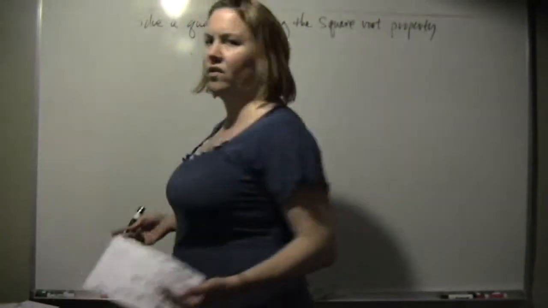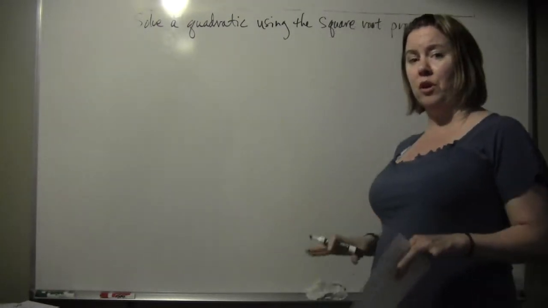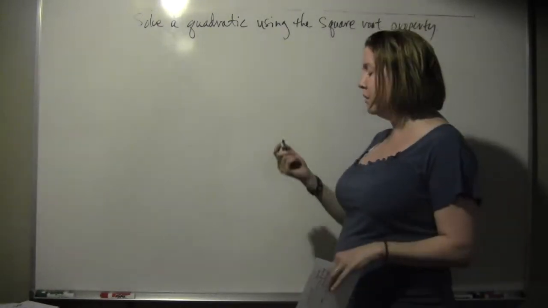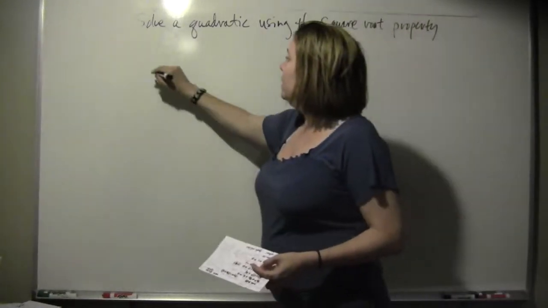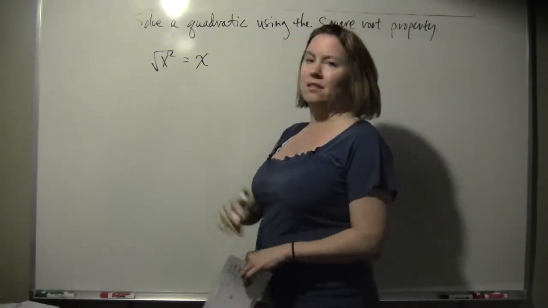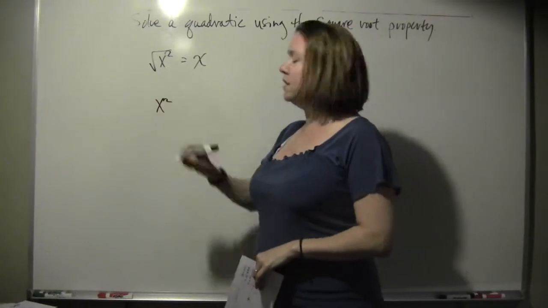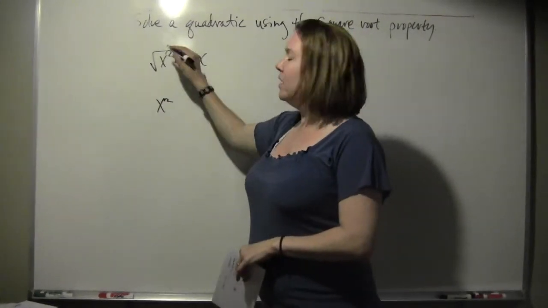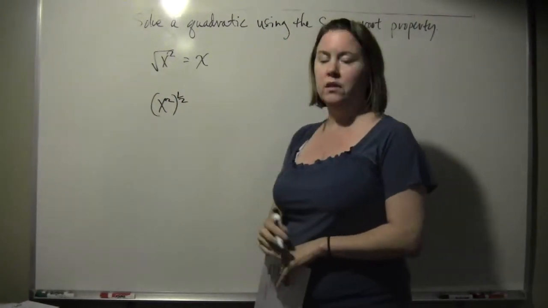Okay, so now we're going to solve a quadratic by using the square root property. Before we get to a quadratic, I want to go over something with you though, just to remind you that when you take the square root of x squared, you get x. And the reason for that is x squared is there.